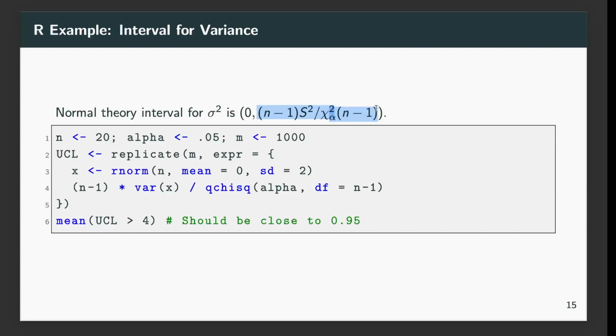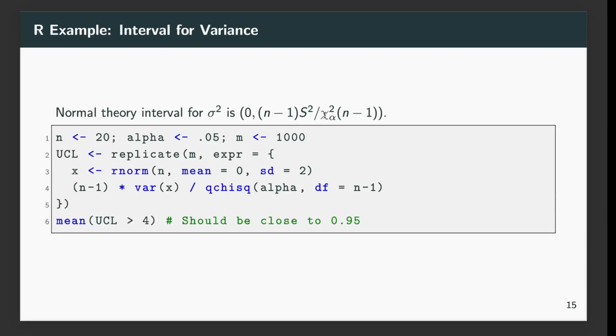So the normal theory interval for this sigma squared, if we assume that the data is normal, will give the upper confidence limit, which equals n-1 times the sample variance divided by some chi-squared of alpha with n-1 degrees of freedom. So this is the standard result from classical statistics. In other words, it says that sigma squared is less than the upper confidence limit with a probability of 1 minus alpha.